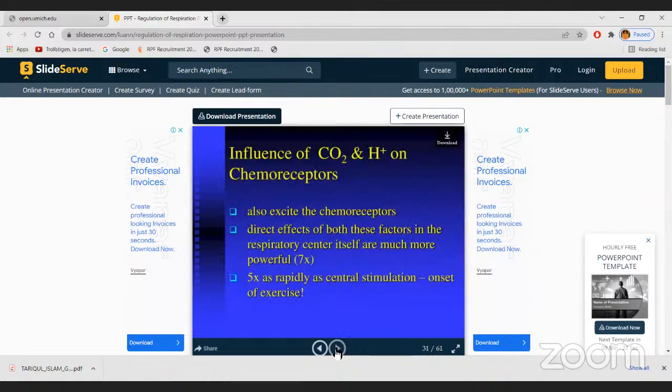The influence of carbon dioxide and hydrogen ions on chemoreceptors.